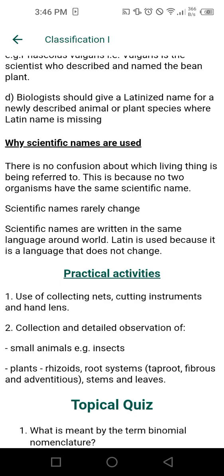Practical activities. 1. Use of collecting nets, cutting instruments and hand lens. 2. Collection and detailed observation of small animals, e.g. insects, plants, rhizoids, root systems, taproot, fibrous and adventitious, stems and leaves.